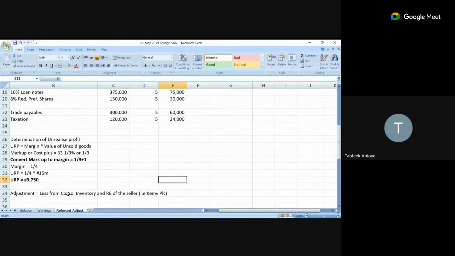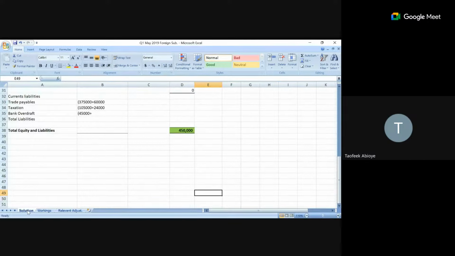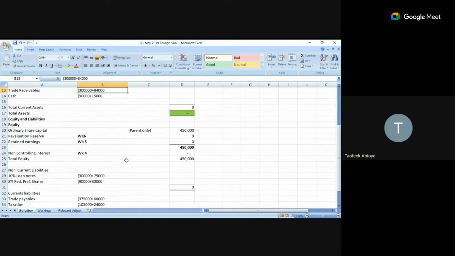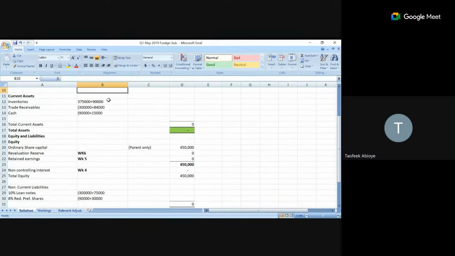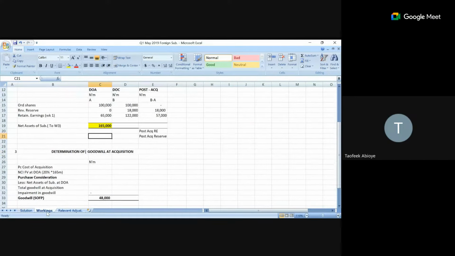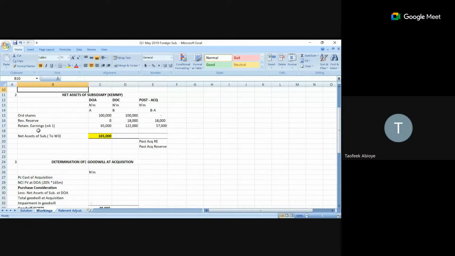So now let's quickly pass those accounting entries. Let's go back to our inventory. Where is our inventory? So what are we going to do? We less 3,750 from our inventory. Then we less from our seller. Who is the seller? Subsidiary. Where is the retained earnings of the subsidiary? This is it. This is the retained earnings of the subsidiary.